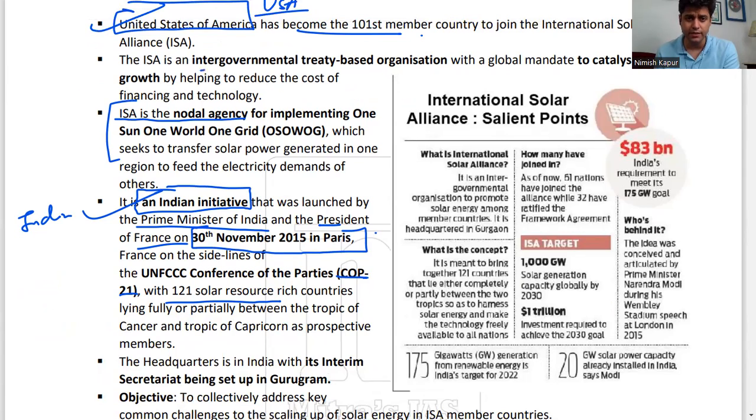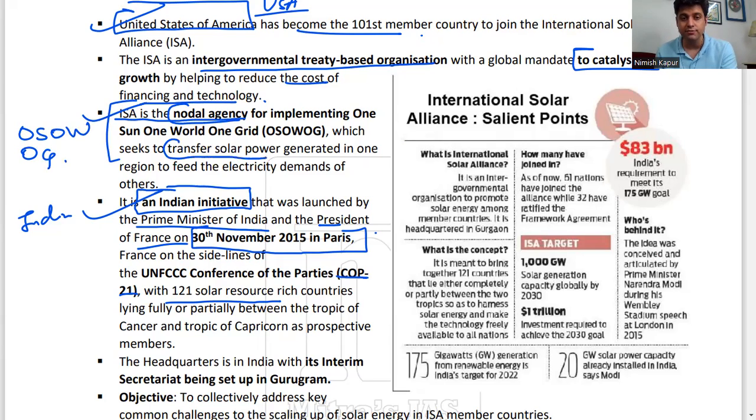So it is an intergovernmental treaty-based organization with a global mandate to catalyze solar growth. So to increase and augment the solar growth by helping reduce the cost of financing and technology. International Solar Alliance is also the nodal agency for implementing One Sun, One World, One Grid, which seeks to transfer solar power generated in one region to feed the electricity demands of the others, right?